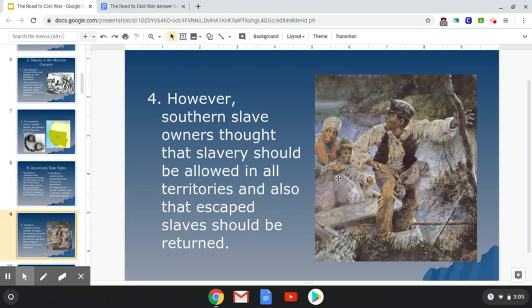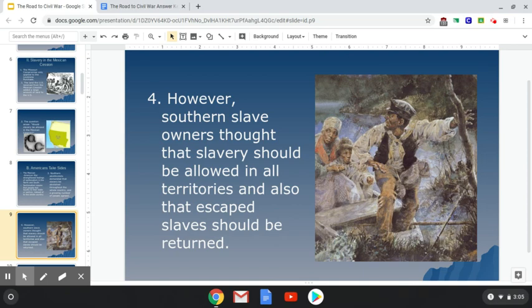However, Southern slave owners thought that slavery should be allowed in all territories and also that escaped slaves should be returned. So, obviously, there was a major question of what would happen if a slave escaped and went across the Missouri line from south to north and then all of a sudden found themselves in a territory or a location where they were considered free. What does that mean? Southerners were very passionate, saying they are considered, in quotes, property, so that property should be returned, even though, as human rights would say, no human is considered a piece of property.